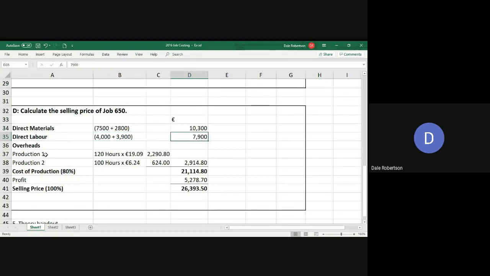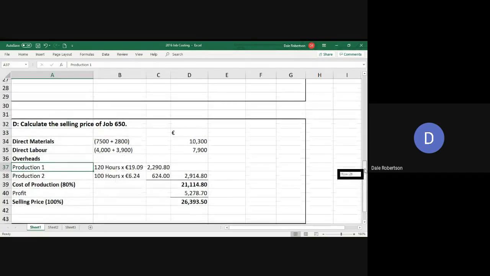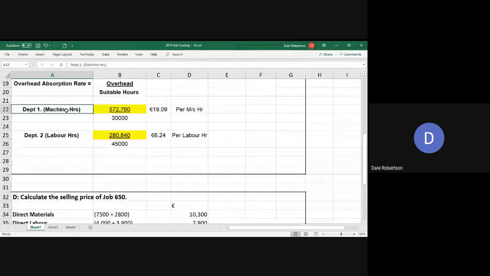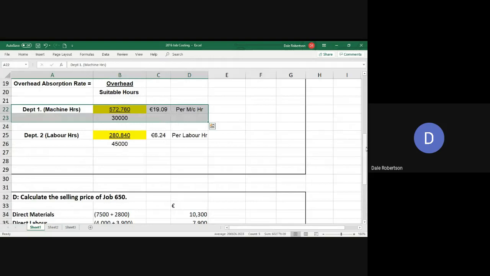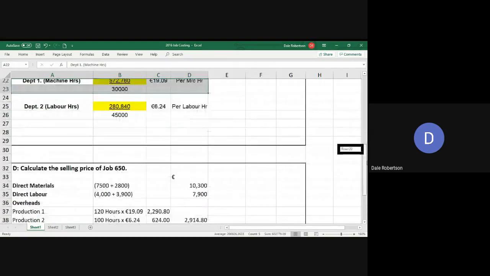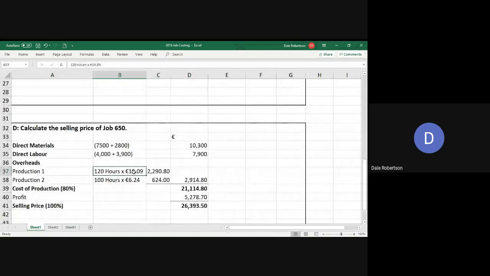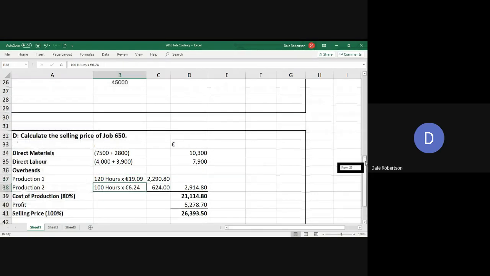Now the overheads, this is the slightly tricky bit. In production department 1, we know that it is a machine dominant department. So therefore we take our machine hour rate, which is 19.09 per machine hour, and we have to multiply that by machine hours. So you look and you say, production department 1 machine hours, that's 120 hours by 19.09. The overheads come to 2,290.80.